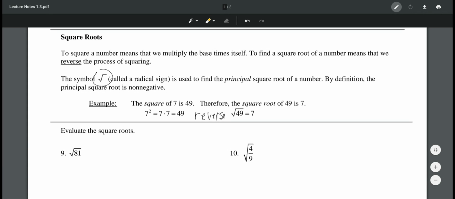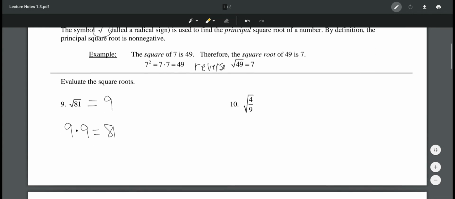Now, when we evaluate the square root of 81, the square root of 81 is 9, because 9 times 9 does equal 81. So you are reversing the square. You're undoing the square. You can even do fractions. The square root of 4 over 9 is 2/3, because 2 times 2 is 4, and 3 times 3 is 9. So you are reversing squaring something, you're unsquaring it.